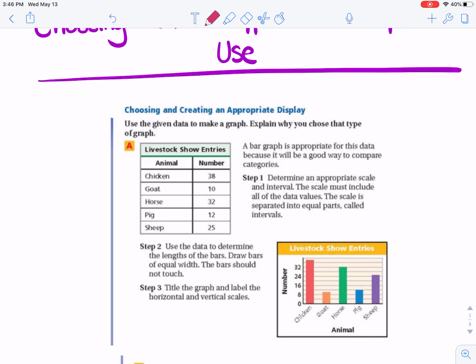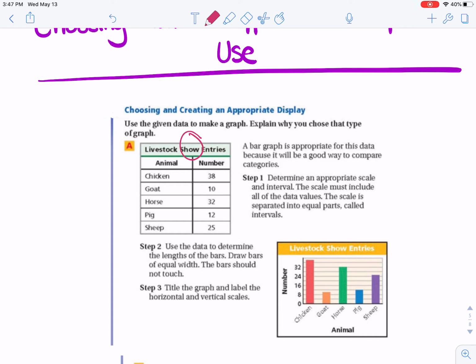Okay, so in this one, it says use the given data to make a graph. Explain why you chose this type of graph. So here we have different types of animals in a, I don't know if it's a farm or just livestock. I don't know enough about animals to know what that is, but, oh, they're entering a show. My bad. They're entering a show. So we've got all the different show entries of different livestock.